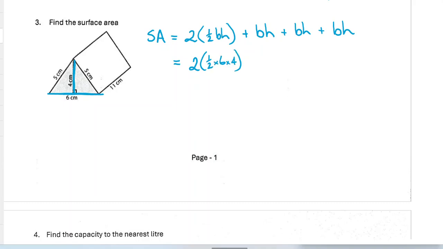Now, to do the rectangles, I need to look at each side of my triangle and times it by the 11 going back. So 5 times 11 will be the first one. Then there's another 5 on this side, so that will be 5 times 11 as well. But on the bottom of that triangle is a 6, so that will be 6 times 11. Carefully type all of that into your calculator, and the surface area will be equal to 200 centimeters squared.